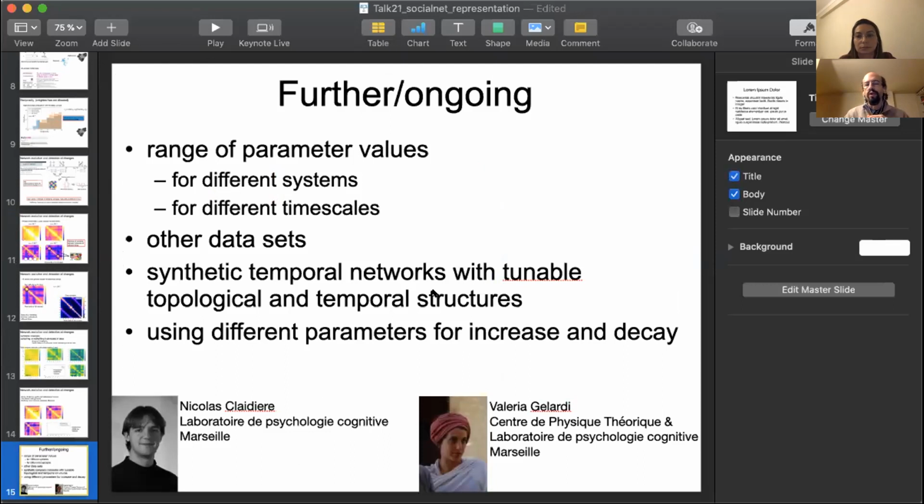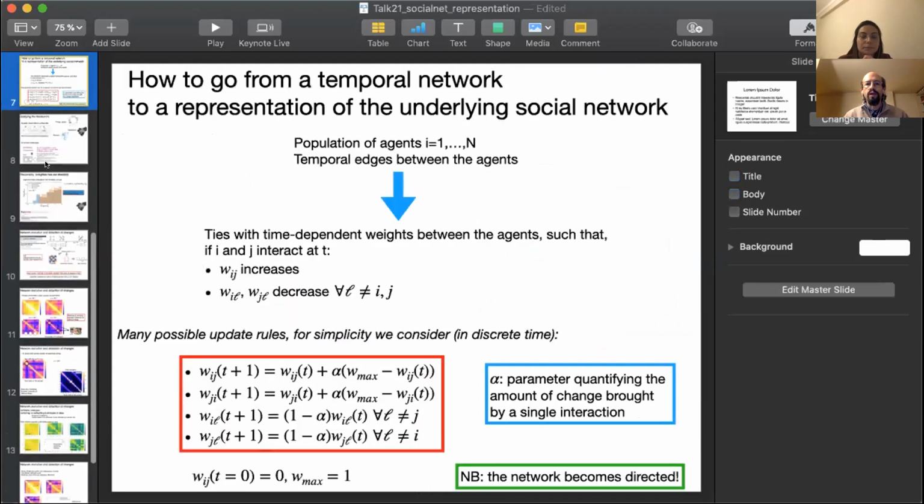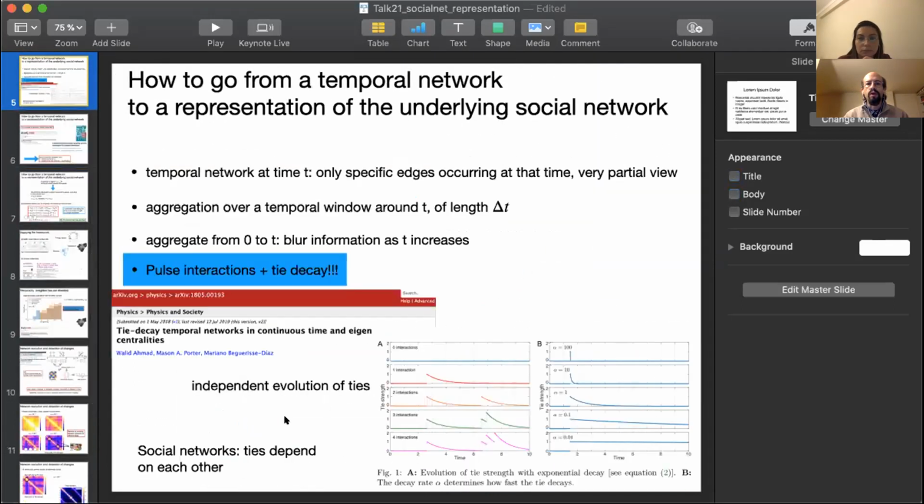data sets and temporal networks with kind of tunable community structures or these kinds of things. And in the second case, yes, that's basically the idea, similarly to this paper, in which basically we now want, at any time, to have a picture of the social system, which is informed by everything that has occurred until now, without the big aggregation that blurs out all the dynamics.